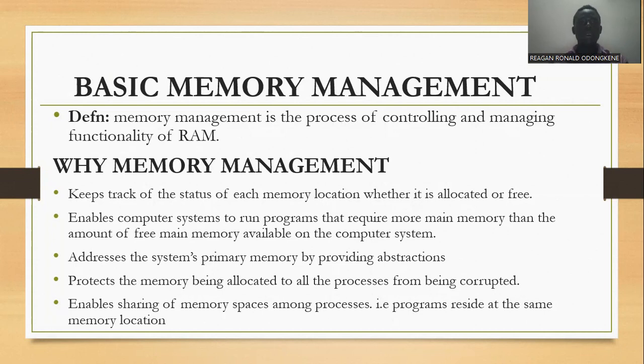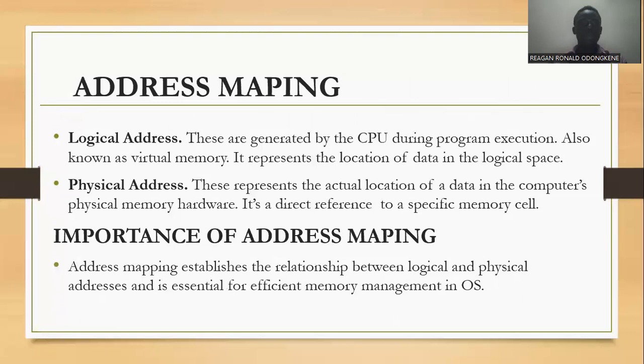Memory management also addresses the system's primary memory by providing abstractions. I think this one is self-explanatory. It also protects the memory being allocated to all the processes from being corrupted. This is mostly done by adding an extra bit to the page frames. And then it also enables sharing of memory spaces among processes.